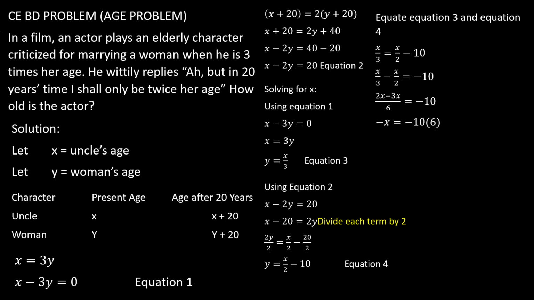Since both sides of the equation have a negative sign, negative divided by negative is equal to positive. If I am going to divide both sides of the equation by negative 1, the result of our x value will then be positive. Finally, the value of x is equal to 60 years old. This is the age of the actor.